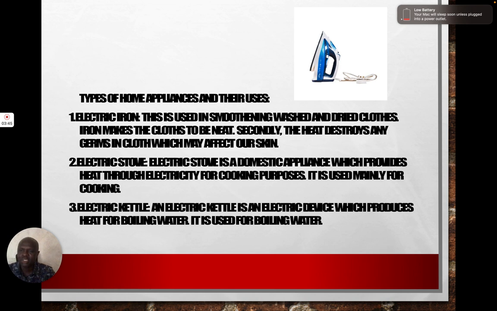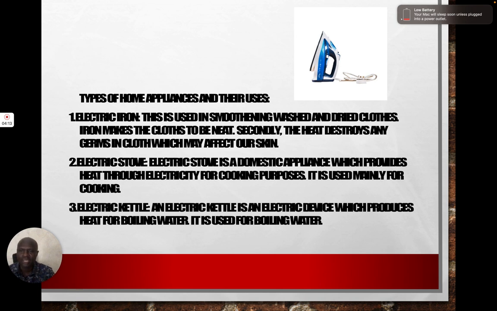You will understand with me that it is necessary for us to be able to smoothen our clothes after washing them, as well as when the heat runs through our clothes, any germ that is hiding will be killed.